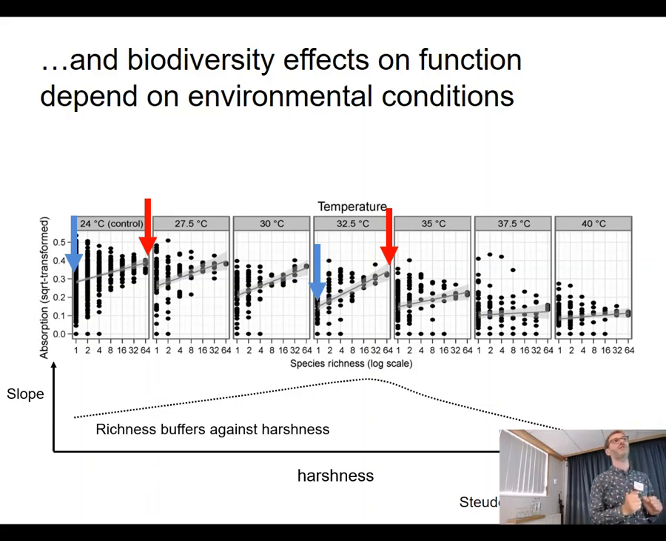And this buffering effect makes this line always shift up. No matter how, it always shifts up, because it is pushed down here more than it is there. Afterwards, from this maximum onwards, at some point it gets too hot for everyone. It gets too harsh for everyone. So then you get a very low function, despite the initial number of species you have put in your community. And so the BEF slope would fall back to a flat line.